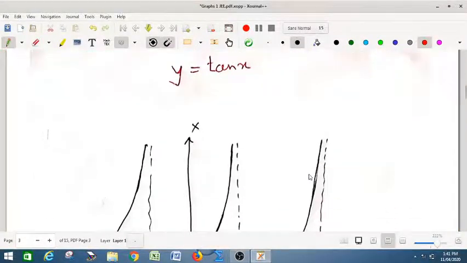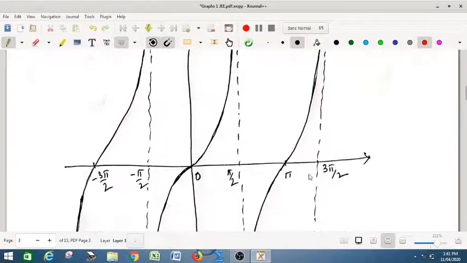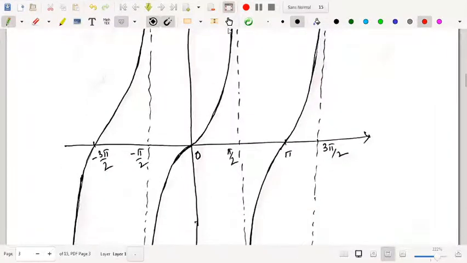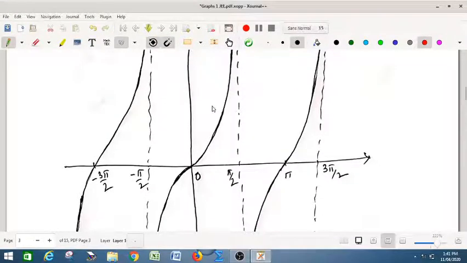Let us draw y equal to tan x. This is the curve of y equal to tan x. At 0 it is 0, but at pi by 2 it is undefined. So look at the branch of the curve, it goes to infinity as x tends to pi by 2. Also the lower part goes to infinity.